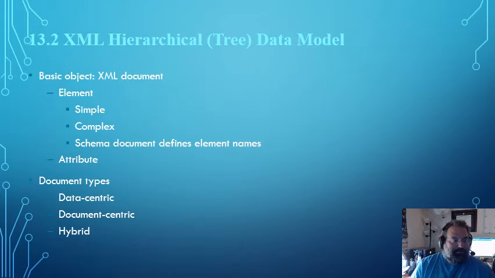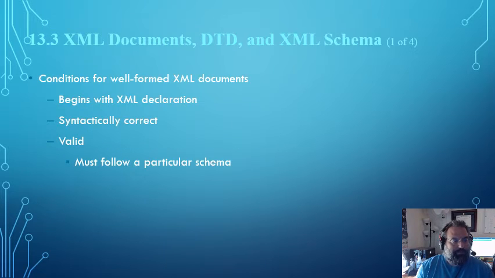Basic objects: an XML document has an element, which is simple or complex, or a schema document that defines element names and attributes. A document type is typically data-centric, document-centric, or hybrid.